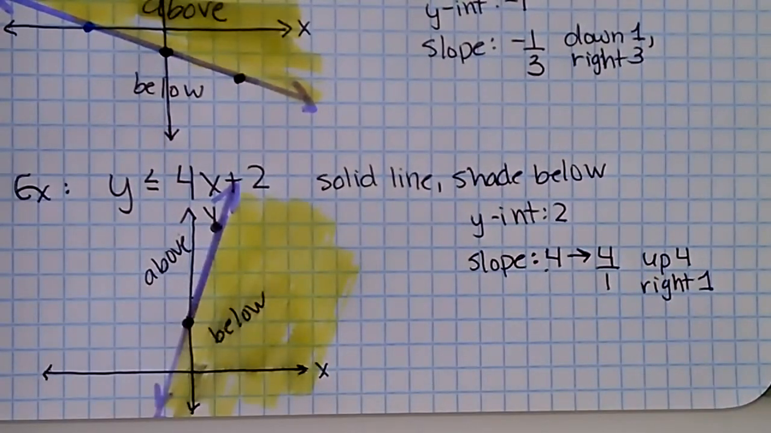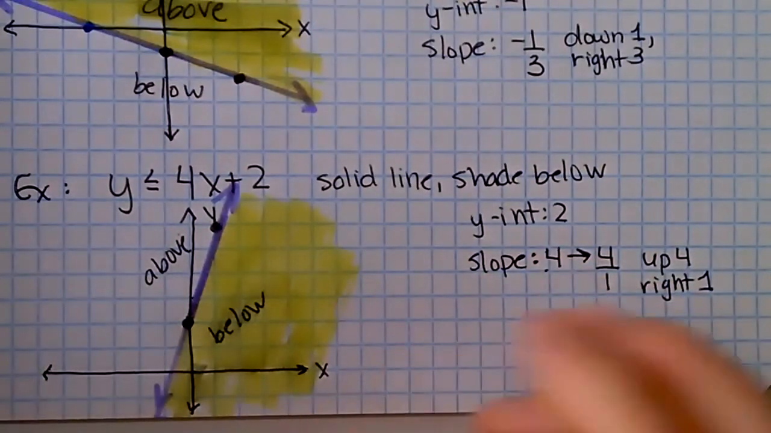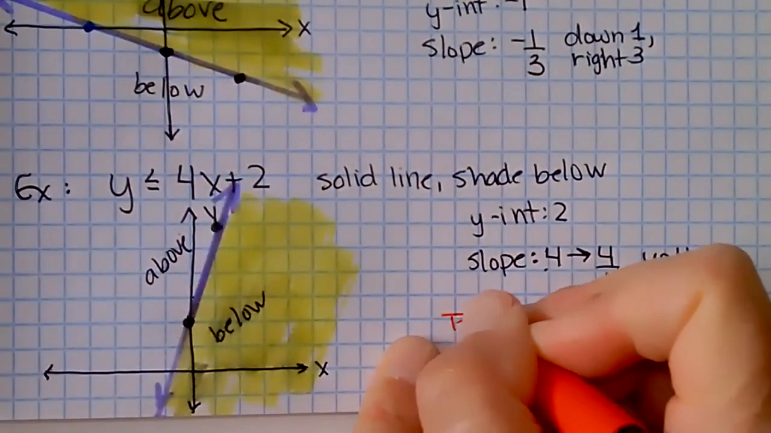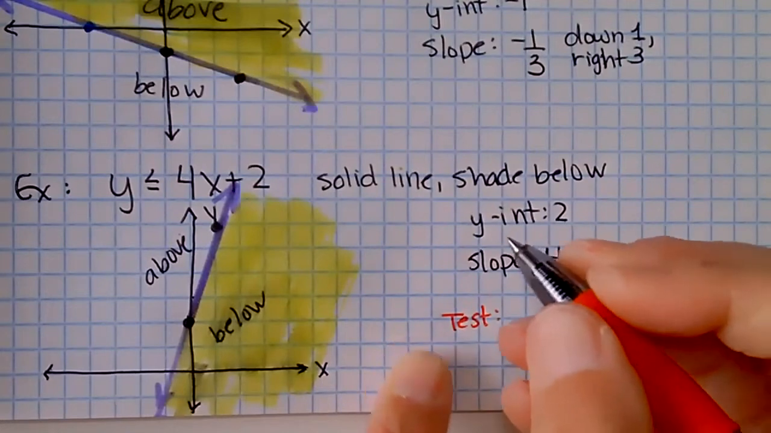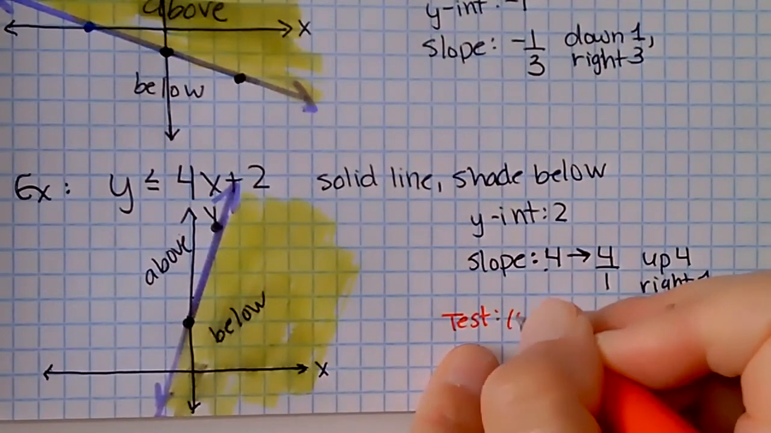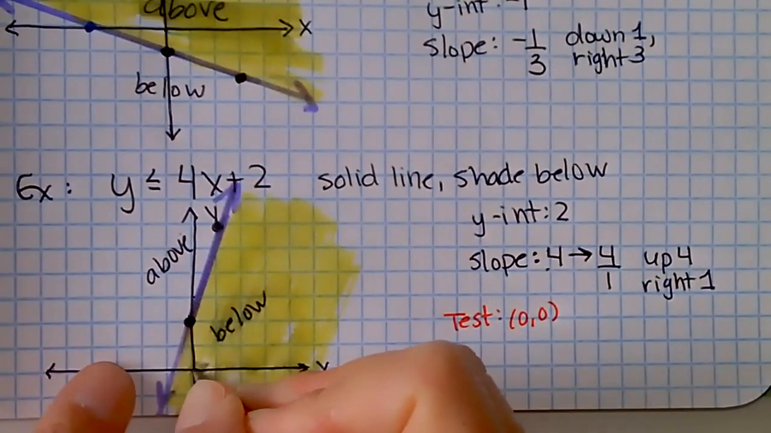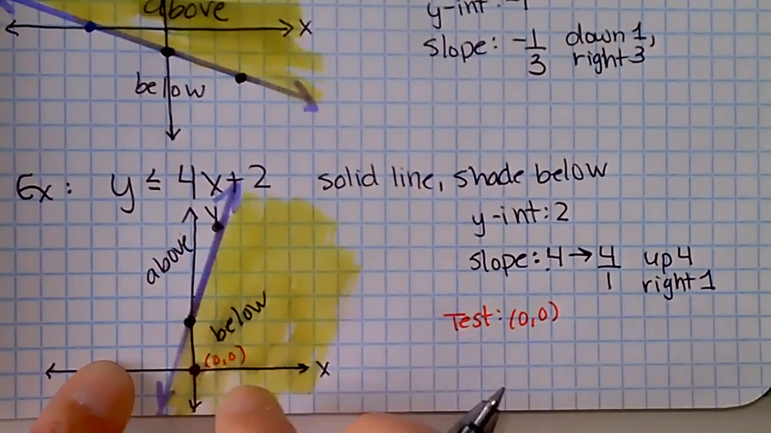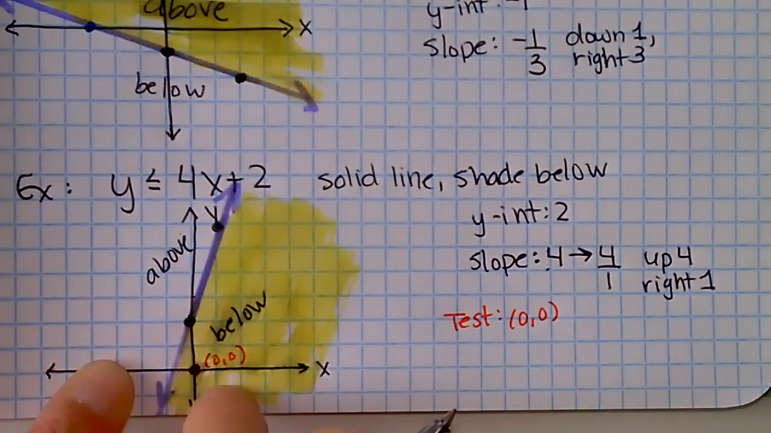Now, I said I would show you how to do it if you wanted to test a point instead. I'm just going to do it as an example here. So let's say I wanted to test a point instead of deciding above or below. An easy point to always test is 0, 0. Here's 0, 0. You never want to test a point that's on your line. You want to test a point that's on one side or the other of that line.